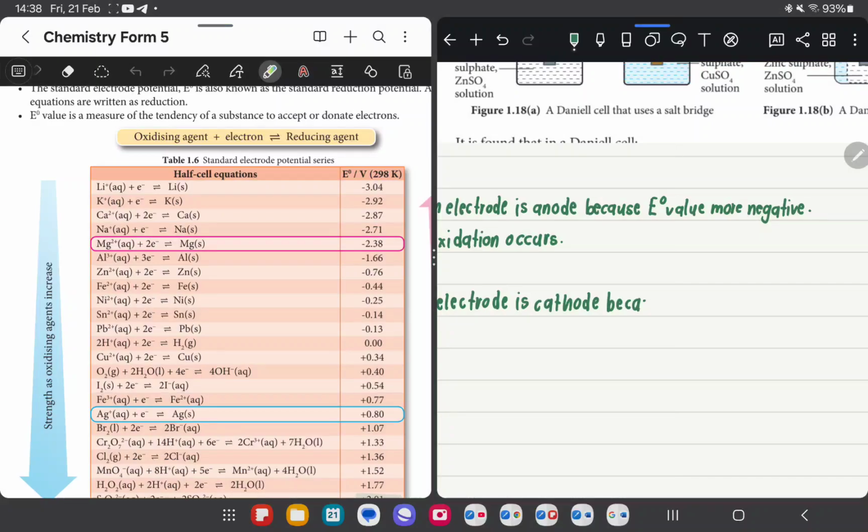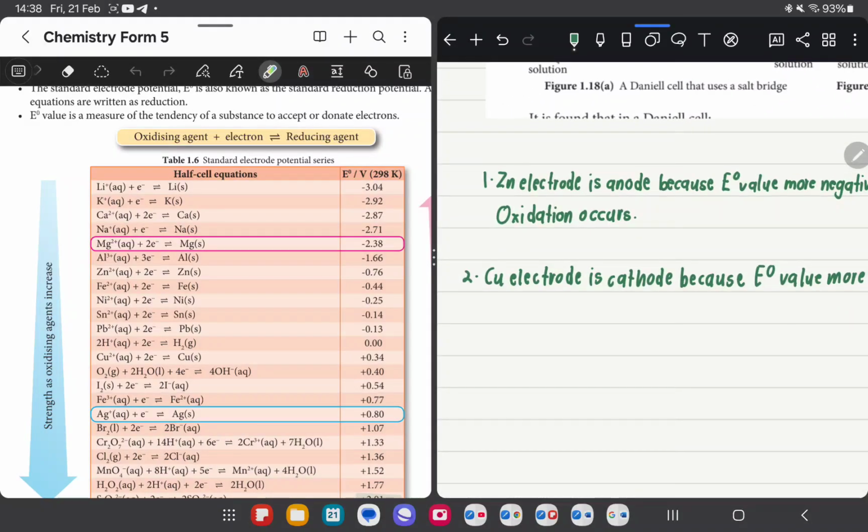For a voltaic cell, we will only consider the E0 value. We won't consider other factors. The E0 value is more positive. Okay, what occurs there? Reduction occurs. Remember, if it is cathode, it is always a reduction. So you are safe right now. You already told which one is anode and cathode, with the reason and what process occurs there. This is your starting point.